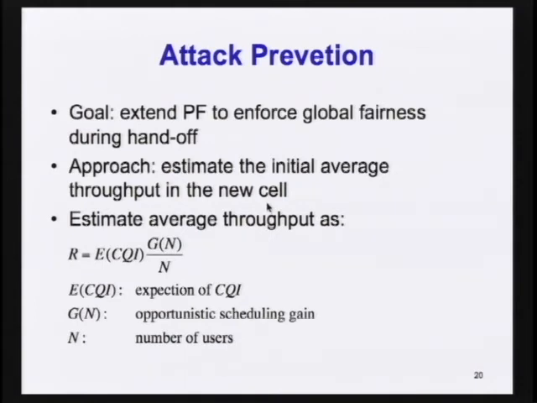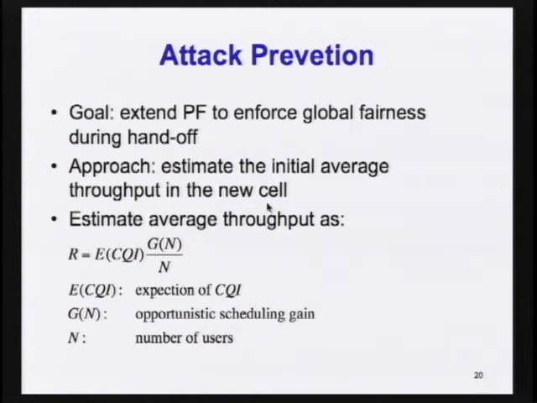However, the second root cause is that the proportional fair algorithm does not guarantee fairness across all cells. It guarantees fairness only within a single cell. So if we can extend the proportional fair algorithm to guarantee fairness across all the cells, then we could have prevented this problem from happening in the first place.